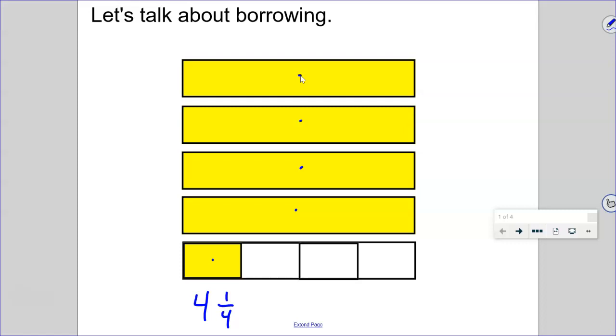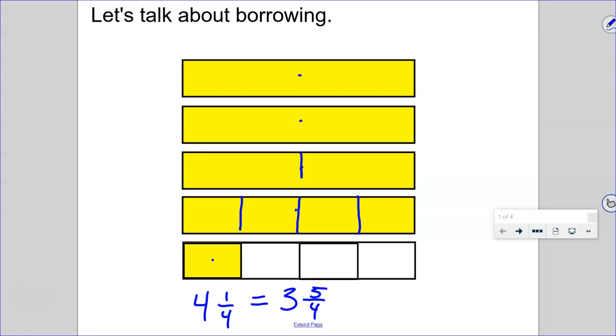So if I take this one right here and split it up into 4 more fourths, instead of calling this picture 4 and 1/4, we could now call this 3 and 5/4. And you're probably thinking, why would you do that? Well, normally we wouldn't, but in a subtraction situation, sometimes it's helpful to do this. And by the way, we could keep going with this.